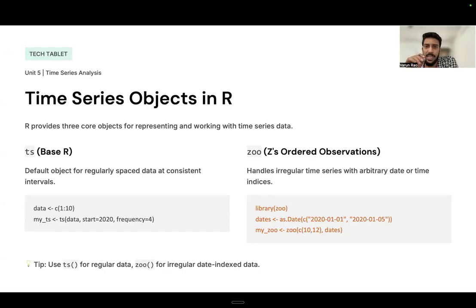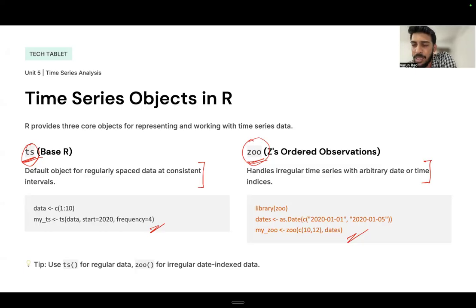When we are using time series analysis, we have certain functions available. The first one that we have available is TS. The second one is zoo. Now, what is TS? TS is abbreviated as time series. Zoo is abbreviated as Z's ordered observations. TS is used when you have regularly spaced, consistent information. Zoo, on the other hand, is used when you have an irregular time series with arbitrary date, time, or indices. Here you can see an example of where TS is used and where zoo is used.